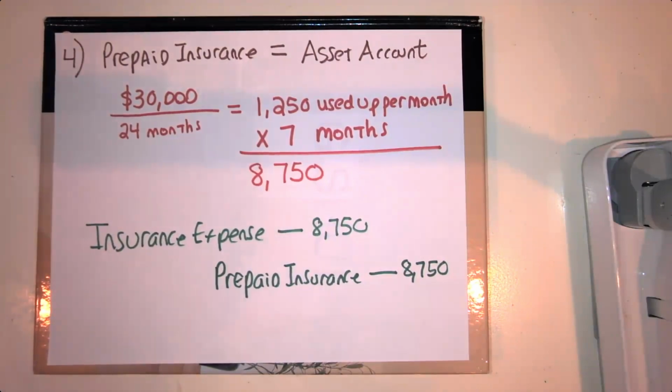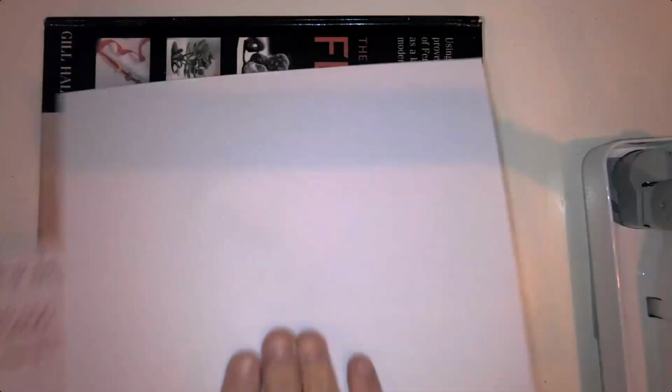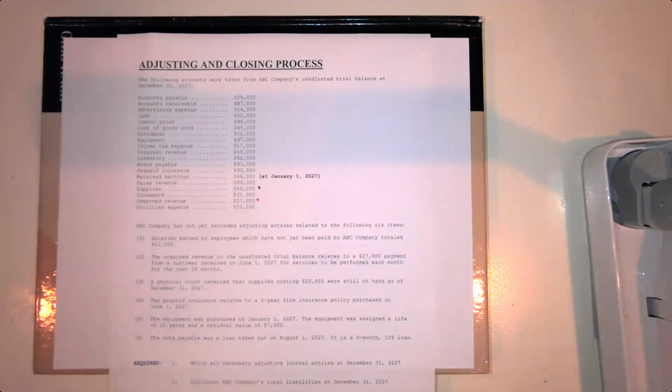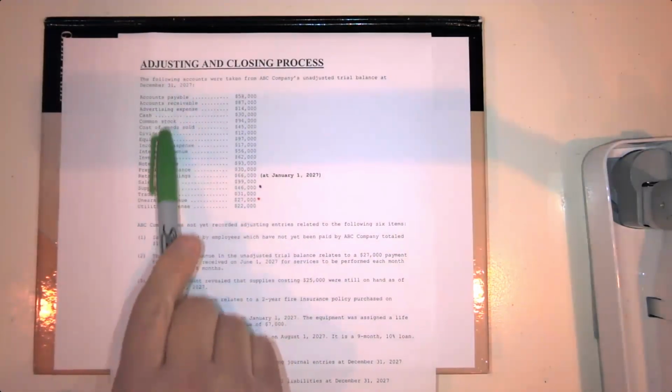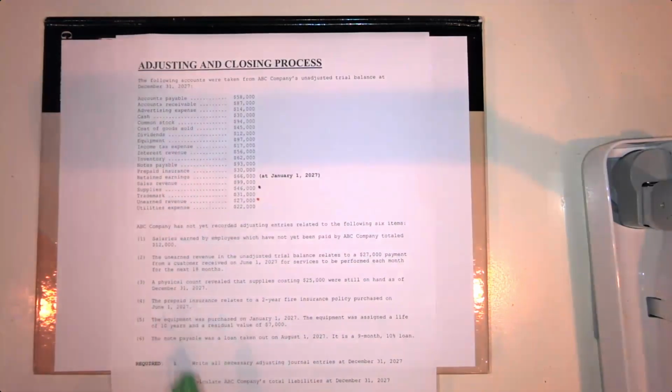I'm going to get it started, but I'd like maybe somebody to then finish it for me. Number 5 tells us that the equipment, and again, the equipment you can find maybe about a third of the way down here, was purchased on January 1st of 2027, and it was assigned a 10-year life and a $7,000 residual value.